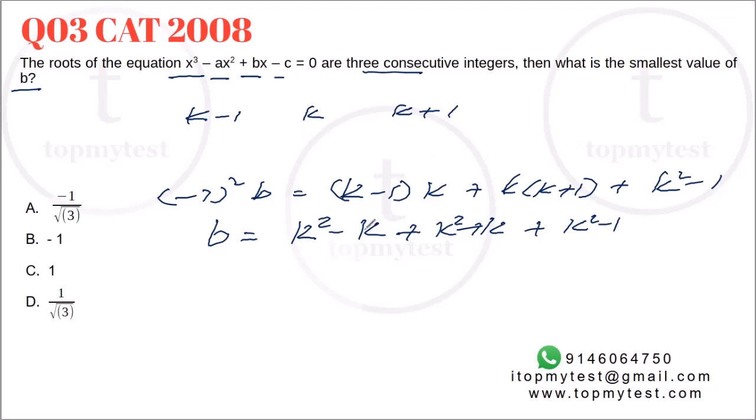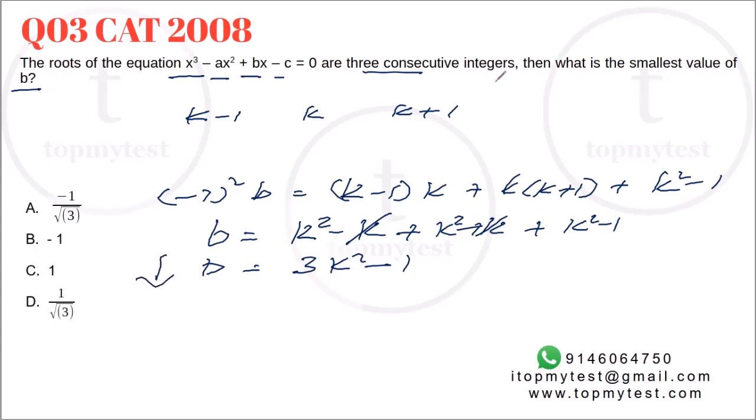So b will now resolve to k square minus k plus k square plus k plus k square minus 1. So minus k and plus k go out. So this will be 3 times k square minus 1. That is the value of b. I need to find the smallest value of b, as small as possible.